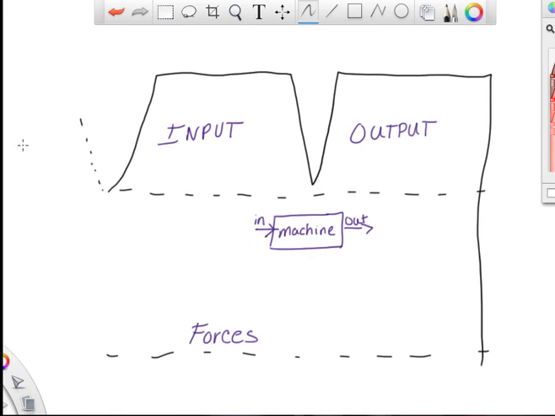So input is the force that you exert on the machine. What you put into it. And output is the force exerted by the machine. So if I'm using a shovel, the force I put into the machine to use the shovel is the input force. What the shovel gives me, that's my output force.